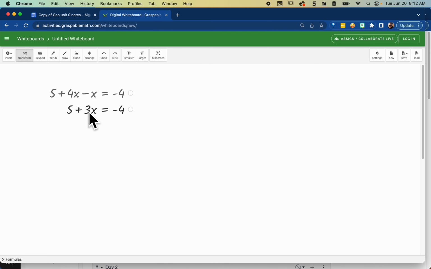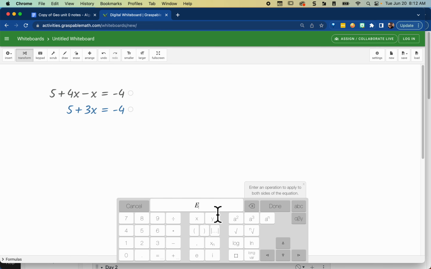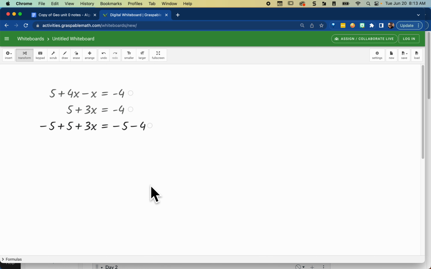Now I'm going to do something more. I'm going to try and get rid of this 5, so I can click on the equal sign, and I'm going to add negative 5 to both sides, and the negative 5 and the positive 5 are going to make a 0. So you click on the equal sign, and then you say what you want to do to the equation. So I have negative 5 plus 5, and over here I have negative 5 plus negative 4. So the negative 5 plus 5, that makes a 0. That's great. And now I have two constants that I can combine, and that would give me negative 9. Now I have 3x equals negative 9.